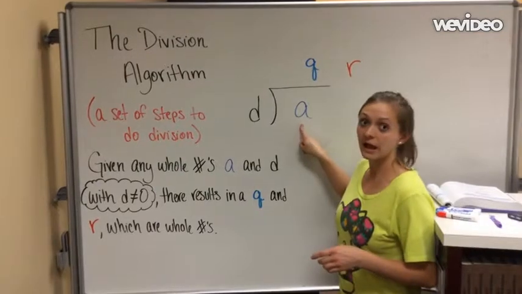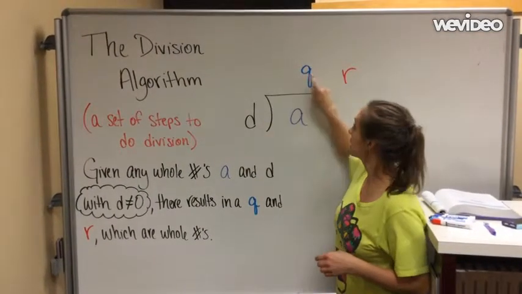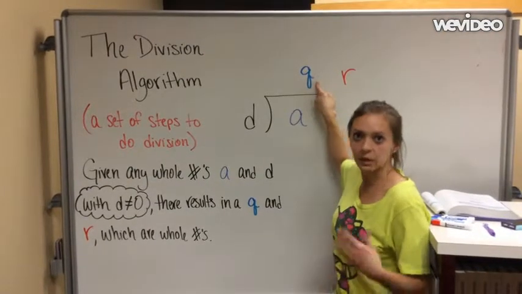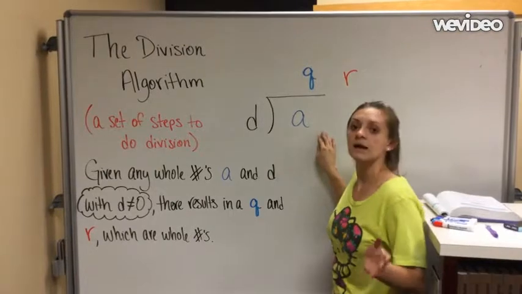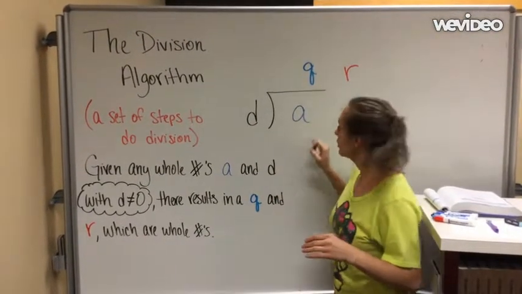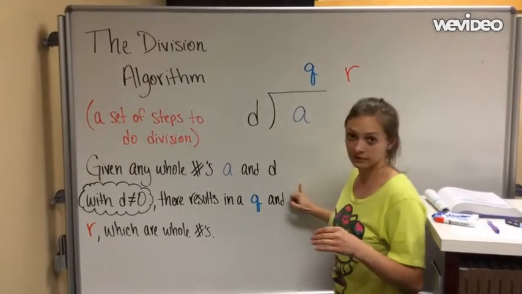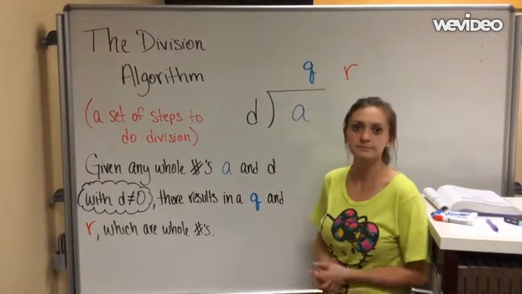And as shown here, A is going to be divided by D, which will result in our answer, called the quotient, a whole number. And if this answer has a little bit extra, like a remainder or maybe a decimal, we can continue doing the math, the division algorithm, to find the remainder, which is a whole number.